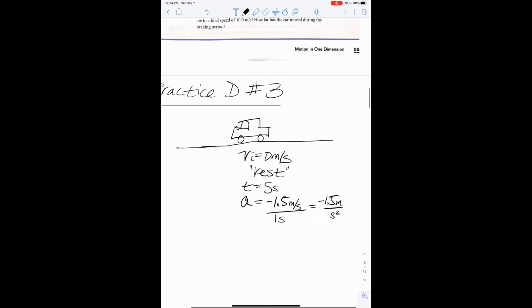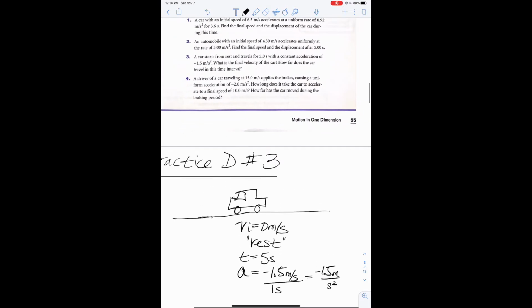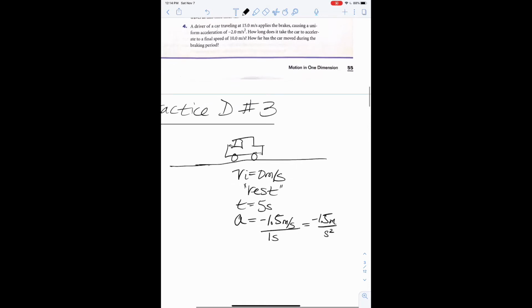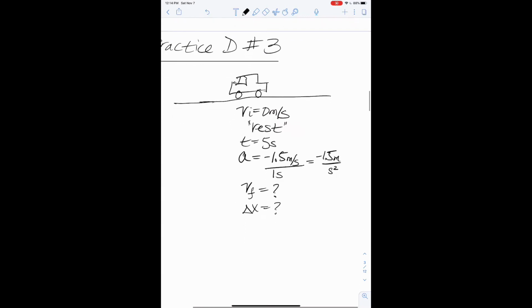All right, good. And what else do we know? What is the final velocity of the car? How far does the car travel? Ooh, okay, we want to know both. So we're going to find VF first, and then the second thing we'll do is how far the car travels, which is delta X. All right, so something I want to point out is that with this negative acceleration starting from rest, we are going to be speeding up to the left.